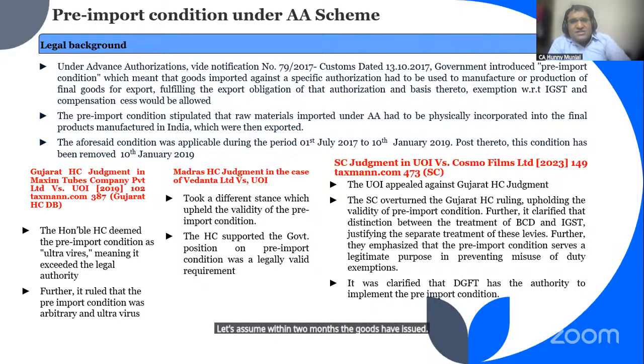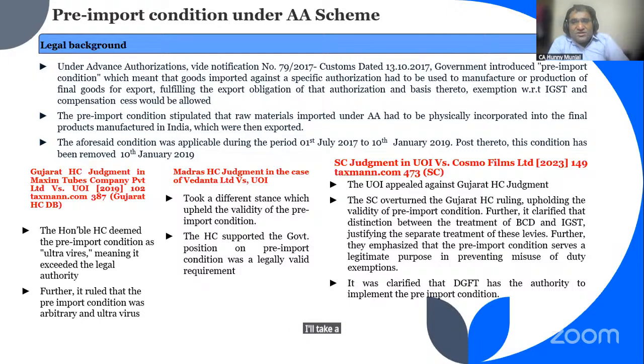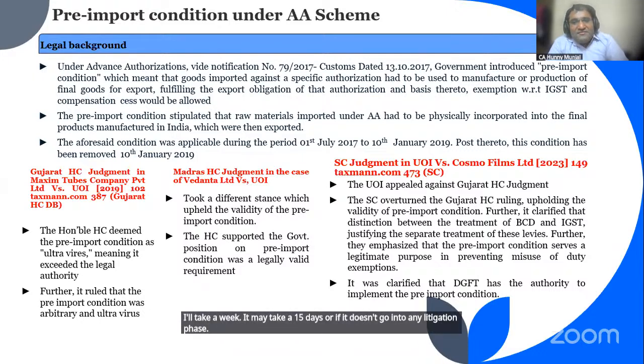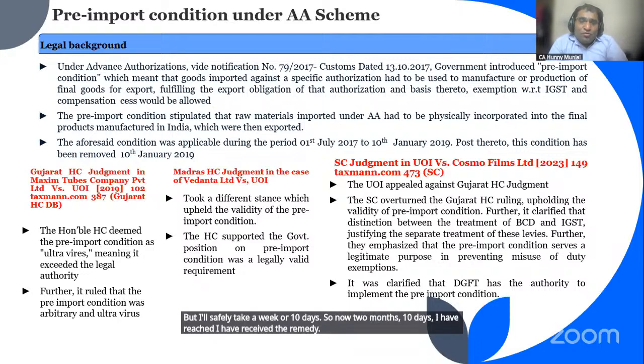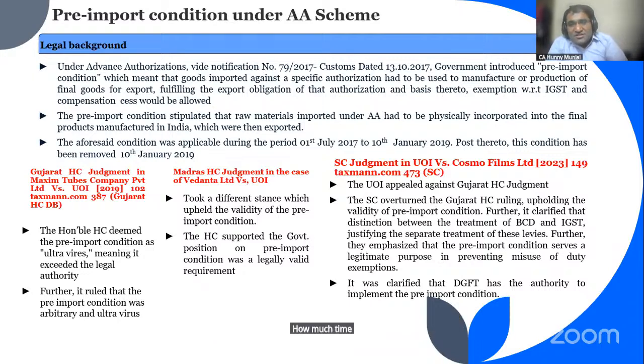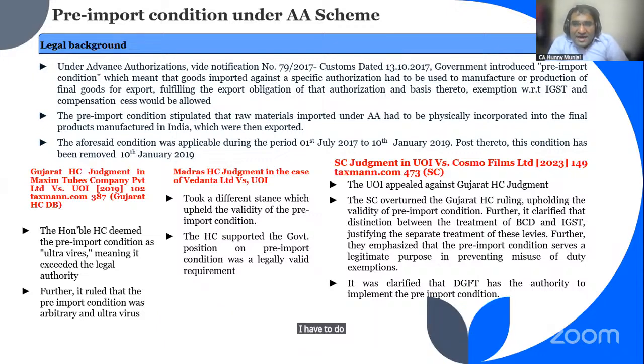For customs clearance, it'll take a week or so. It may take 15 days if it goes into a litigation phase, but I'll safely take a week or 10 days. So now, 2 months 10 days, I've received the raw material. How much time have I committed to the customer? 3 months. So within 20 days, I have to manufacture the goods, procure other goods, do all the packing, do the quality check, and all the things. My manufacturing time has been reduced.